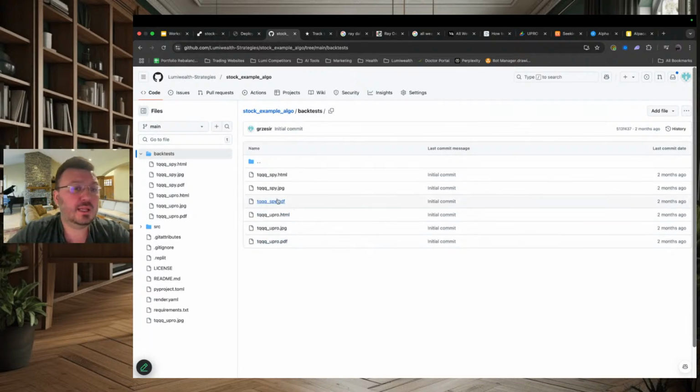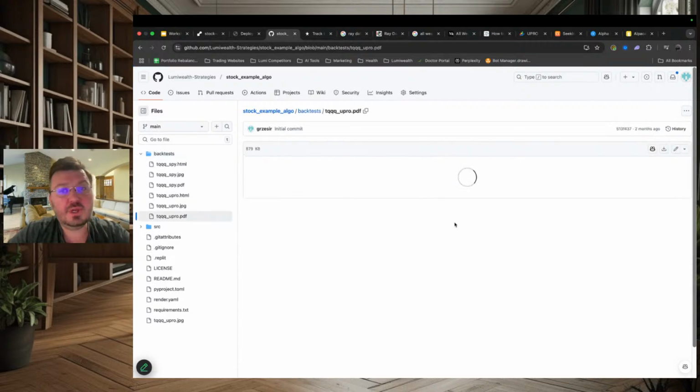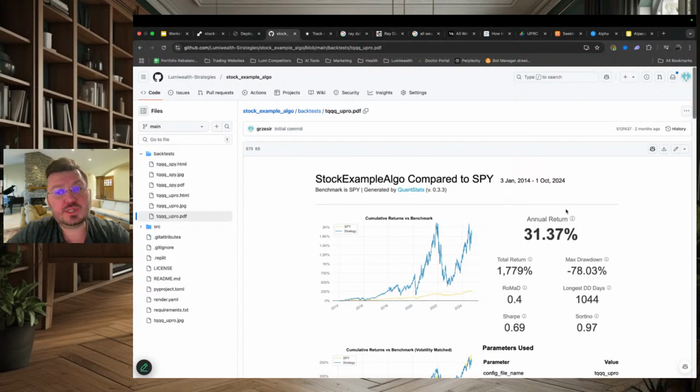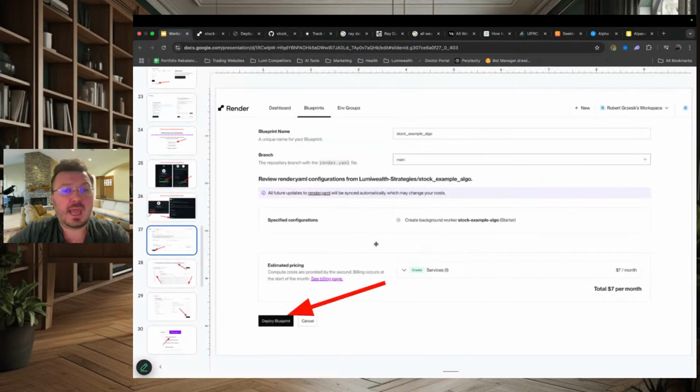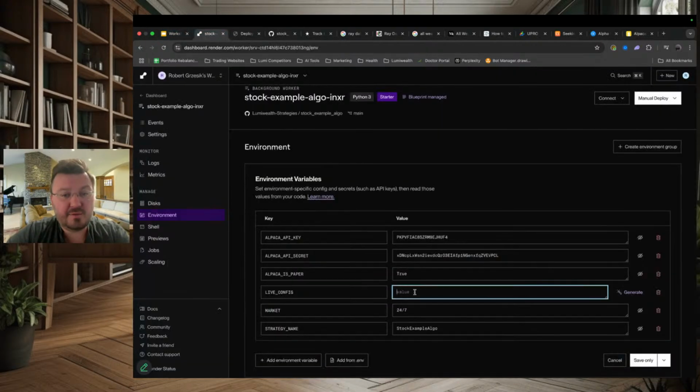Now I can click into one of these. I like this one, the UPRO. I'll click into that, the PDF. I can see what the backtest looks like. Okay, this is something I want to run. This is interesting. All right, let's take that. The way that I'm going to run this version of this bot is I'm basically just going to take this name here, everything before the .pdf, TQQQ underscore UPRO. Take that, copy, and that is going to be my live config.